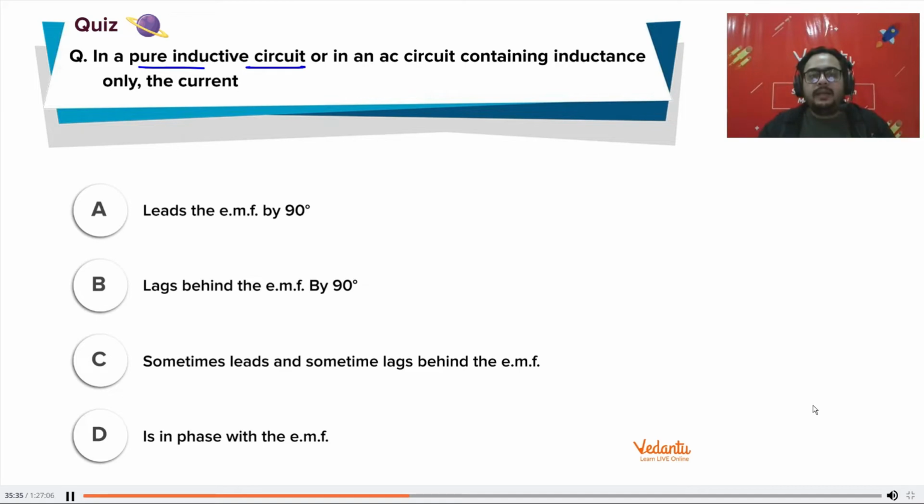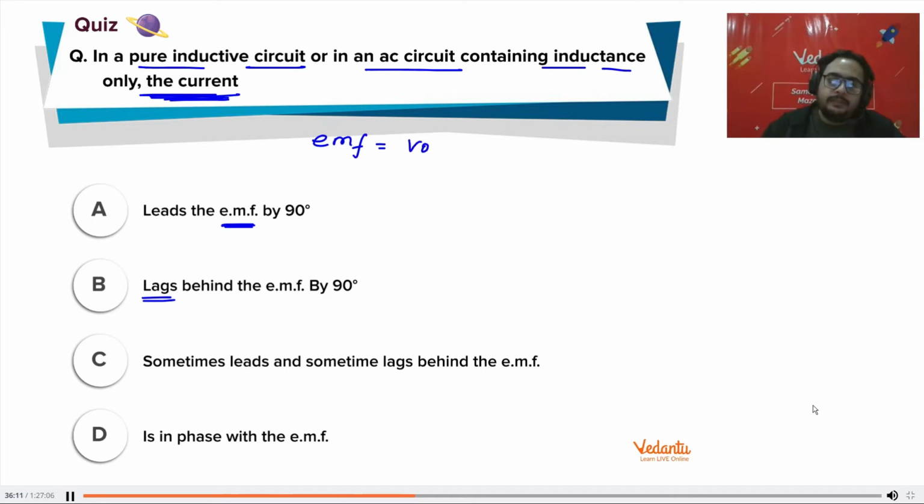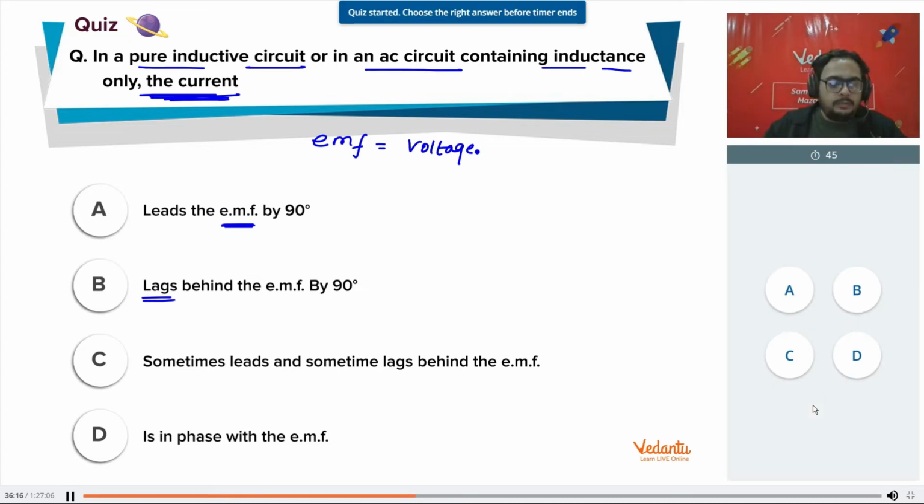In pure inductive circuit or in an AC circuit containing only inductance, what happens to the current? Does it lead? Lag means behind. Lags means behind. Sometimes leads, sometimes lags, is in phase with the EMF. Read the options carefully, everyone. They are asking the relation between the current and EMF. EMF is voltage. Chalo, start marking your answer.